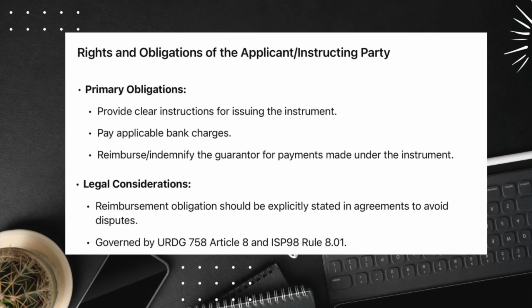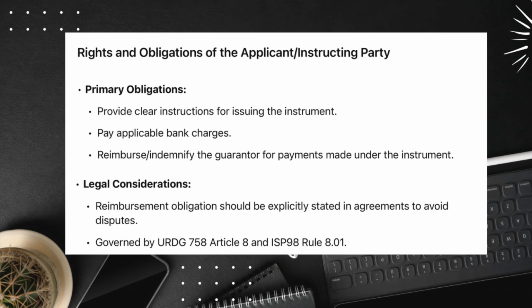Typically, this reimbursement obligation is included in the application or in a separate facility agreement. An explicit reimbursement clause helps avoid any confusion and ensures legal clarity. In some cases, where this obligation isn't clearly spelled out, certain legal systems will imply it. However, to avoid uncertainty, it's always better to include it explicitly.